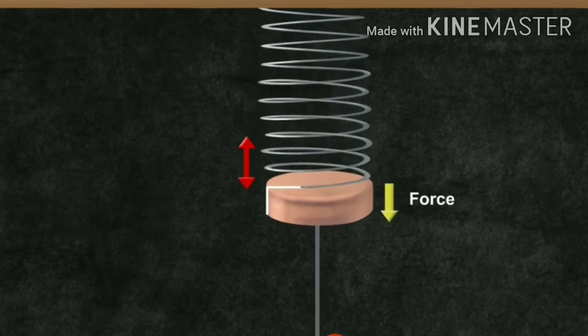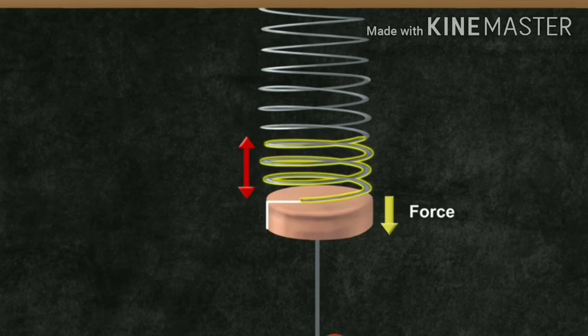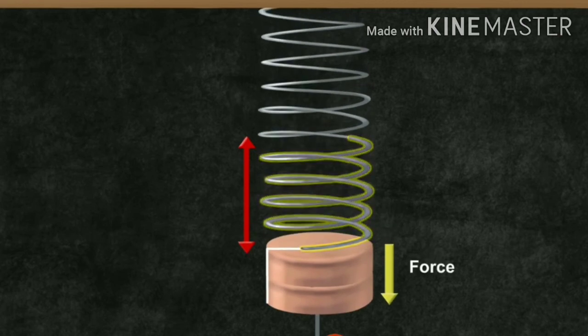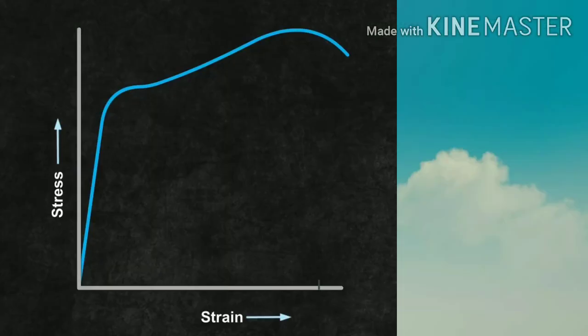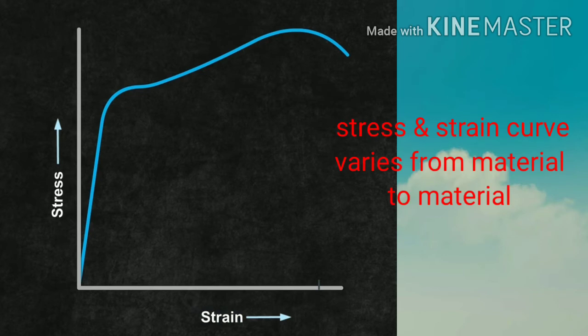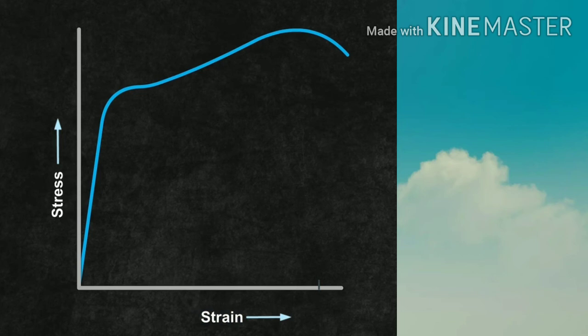When you apply force, strain is produced in the spring. When you increase the stress, strain also increases. The figure shows the change in length produced in the spring for various forces. We can plot a graph between stress and strain. The stress-strain curve varies from material to material. The curve helps to understand how a given material deforms with increasing force.